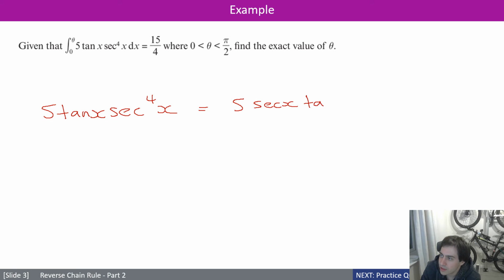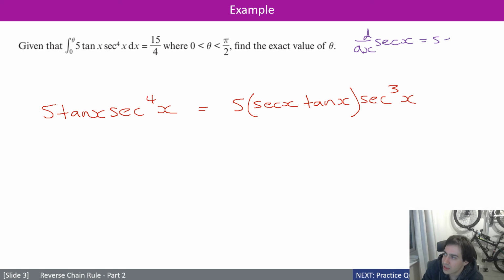Sec x, tan x, sec cubed. And now we notice, okay, this expression, it's actually sec x to a power multiplied by the derivative of sec x, because again, this should be sort of in our memory. The derivative of sec x is sec x tan x.